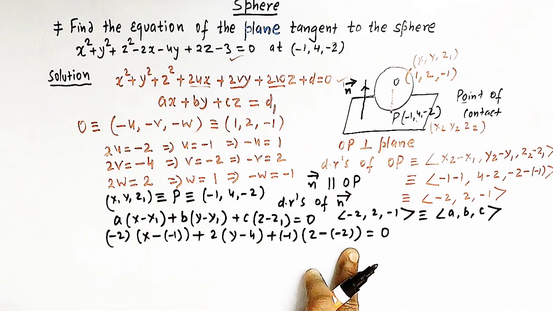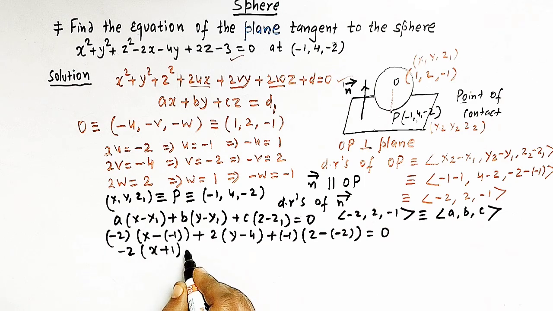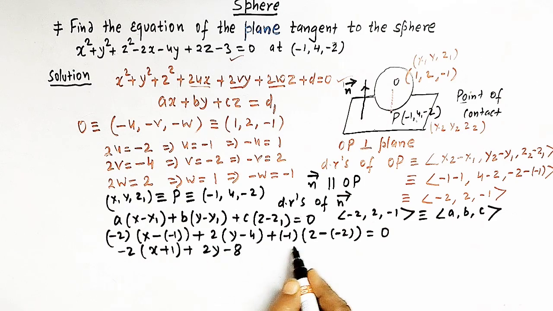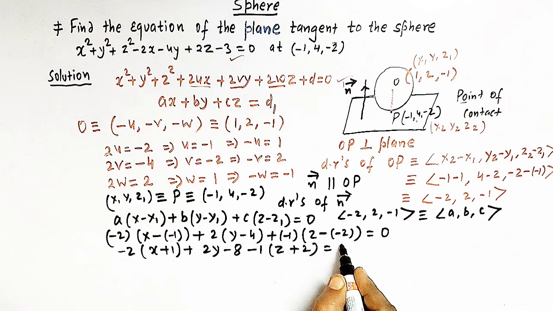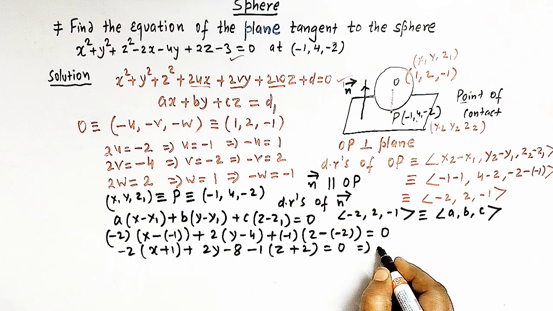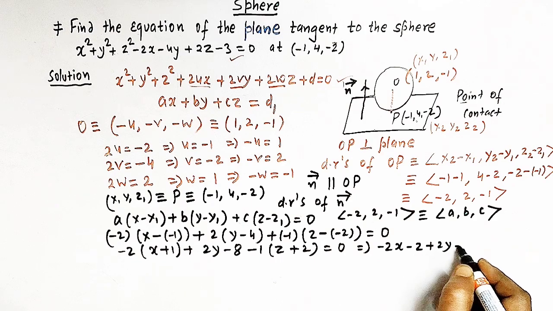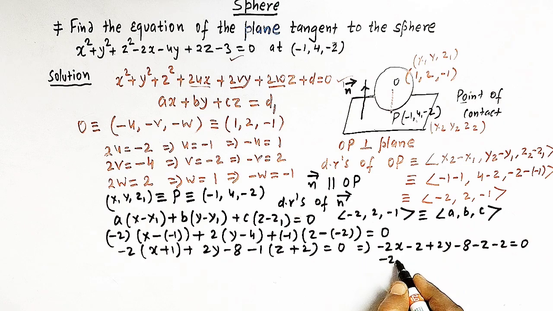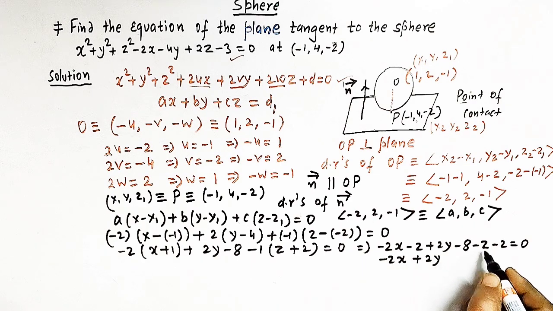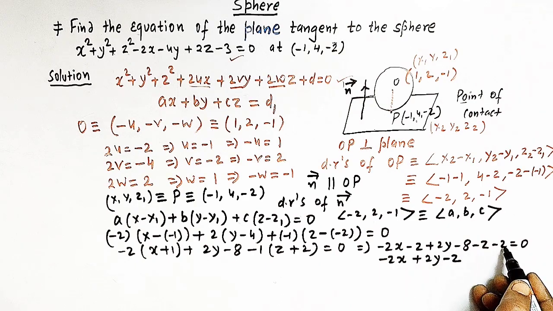So now we can simplify this equation. So we have minus 2, this is x plus 1. Here we have 2y minus 8, and this is minus 1, and z plus 2 is equal to 0. So from here we can now write minus 2x, then we have minus 2 plus 2y minus 8, and then we have minus z minus 2 is equal to 0. So this is minus 2x plus 2y. Here we have minus z, and this is minus 2 minus 8 and minus 2. So this is minus 12, right?